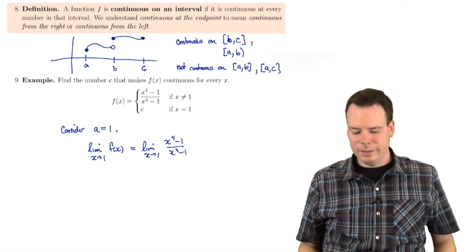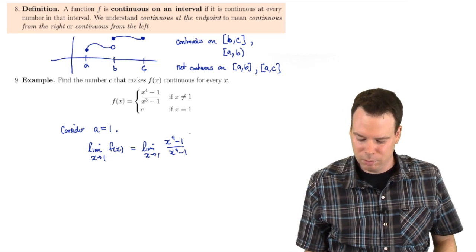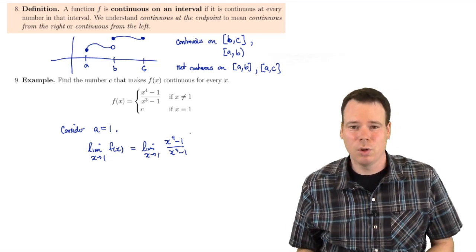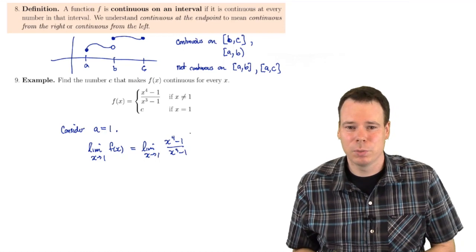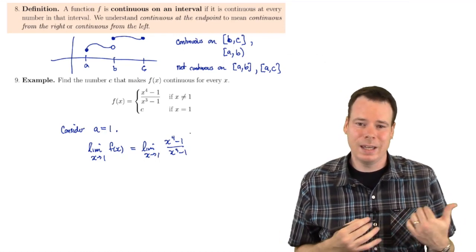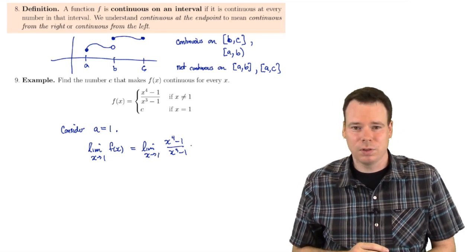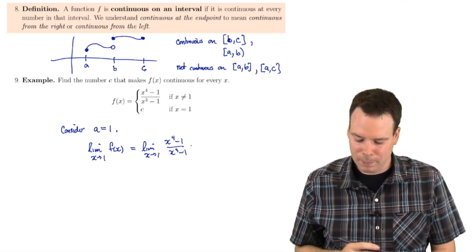Okay, so how do I calculate this limit? Well, as x goes to 1, the denominator is going to 0, the numerator is going to 0. This is type 0 over 0. So we're going to have to do some algebraic manipulations to try to get some sort of common factor between the two to cancel out and get an equivalent expression for this when x isn't equal to 1.